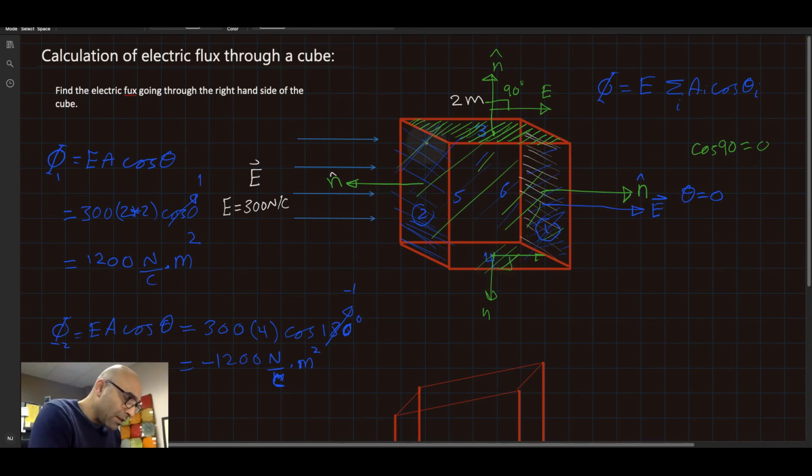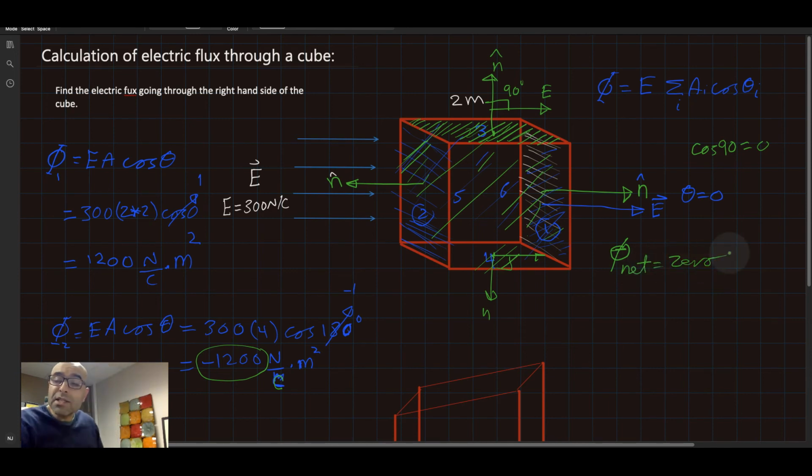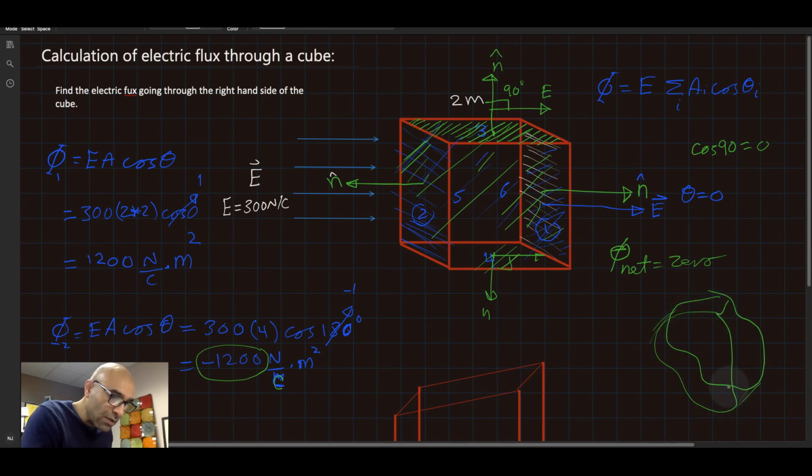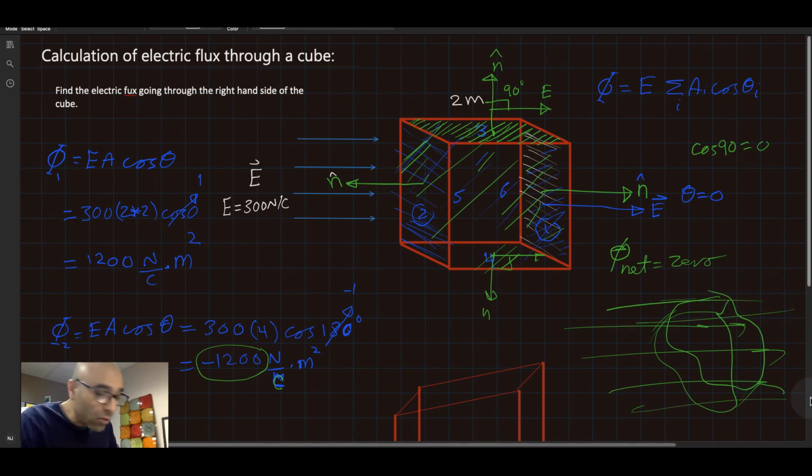Now look, this surface is minus 1200 Newton per Coulomb meter square, and this one is 1200 Newton per Coulomb meter square. So if you add these together to find the net, the net ends up to be totally 0. And that is actually true for any closed surface. For any closed surface, the net flux that goes through it is 0. So any closed surface like this, it's a closed surface. Think about it as 3-dimensional. All right, and there is an electric field that goes all the way through it. The net flux is always going to be 0.